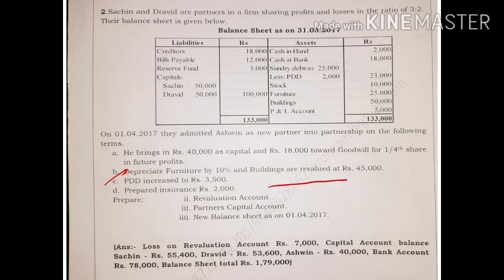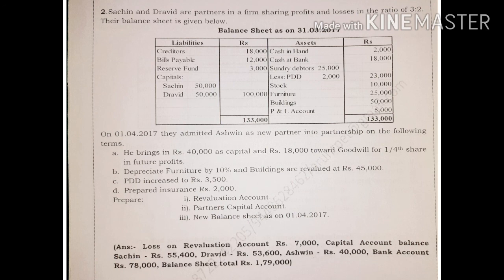And building is revalued at rupees 45,000. The new value is 45,000. The old value of building was 50,000. Now the new value is 45,000. That means it has decreased, from 50,000 to 45,000. So 5,000 is a loss. That 5,000 we have to consider first in the revaluation account and next in the balance sheet. Two places.